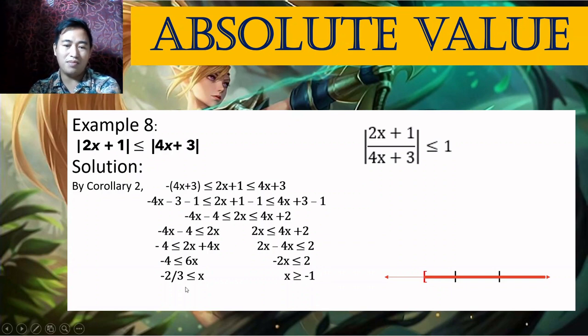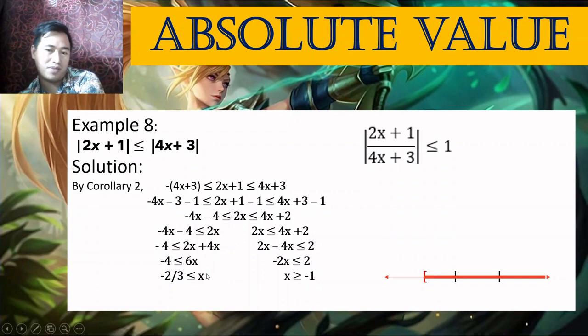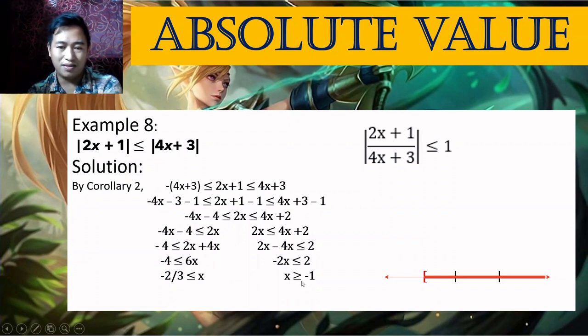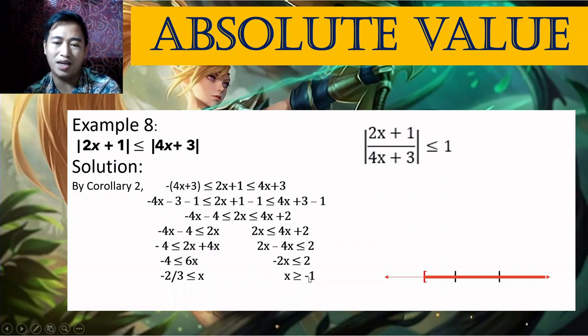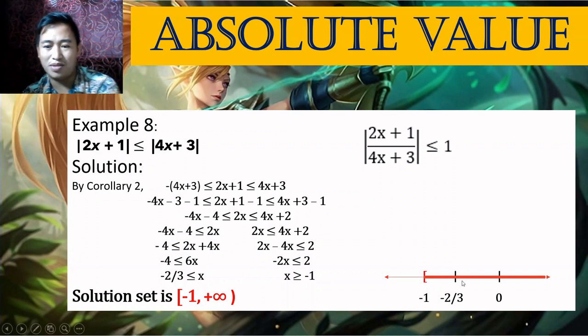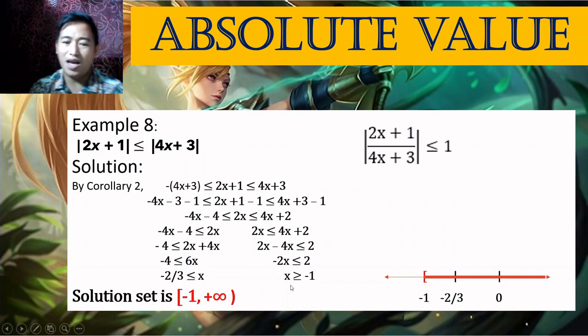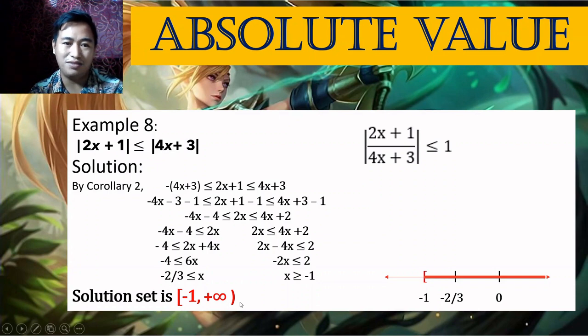Now, negative 2/3 is greater than negative 1. So the numbers go toward 0 and toward positive infinity. The first is x from negative 2/3 to positive infinity, and the other is x from negative 1 to positive infinity. Graphing them, the first is covered by the range from negative 1 to positive infinity. So this is the solution set: from negative 1 to positive infinity.